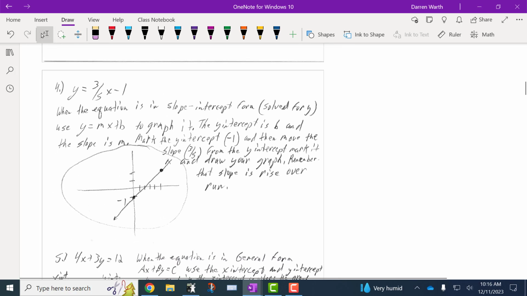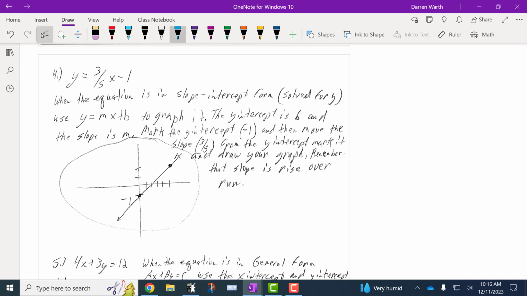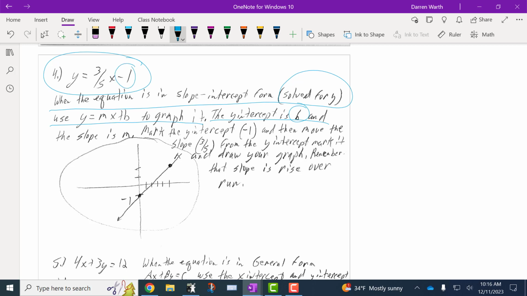Okay, on number 4, they give us an equation here. They say this equation is y equals 3/5 x minus 1. So remember, when the equation is in slope-intercept form, in other words, it is solved for y, use y equals mx plus b to graph it. The y-intercept is going to be your b term. So here's my b term right here. Notice how that correlates to that. And the slope is going to be m, so whatever number this is going to be my slope.